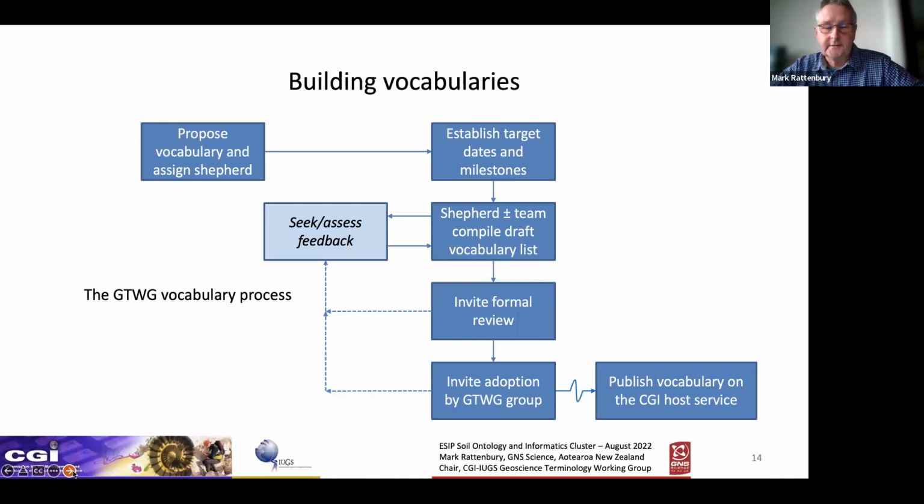So here's the process, from a flow diagram point of view. It's about working out the vocabulary requirements, getting some timings on it, getting the team together of people who know the subject, who can go through, and then it's pretty much an iterative process until you get to a point where you feel like it's ready for publication. Next slide, please.